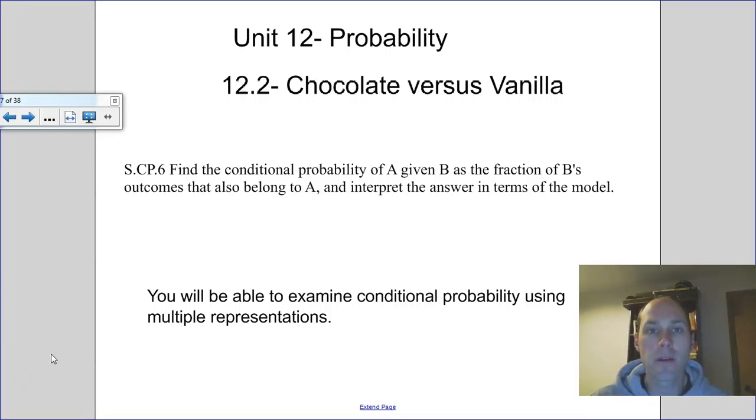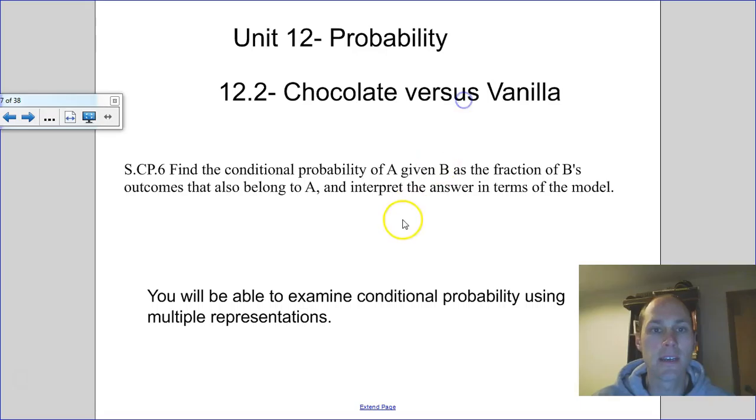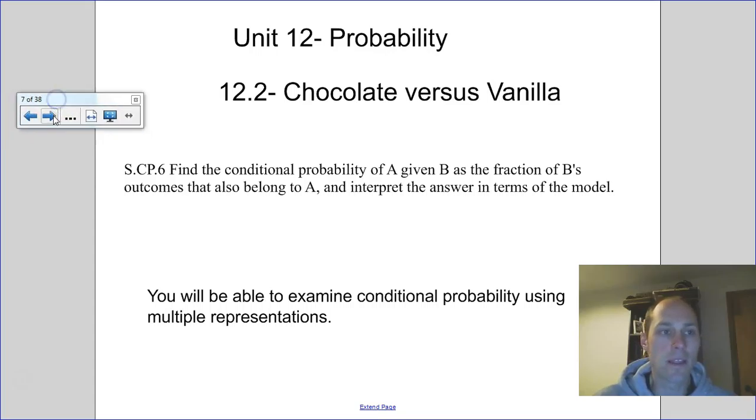Let's continue looking at probability as we get into lesson 12.2, chocolate versus vanilla. In this lesson, we're going to continue what we talked about with tree diagrams and examining conditional probability. And we'll do that using multiple representations. As we did the tree diagrams, we'll also get into two-way frequency tables and those Venn diagrams that we worked with in the last lesson.